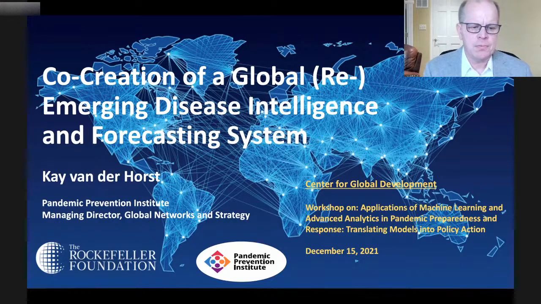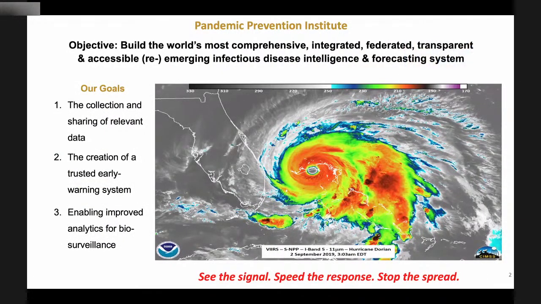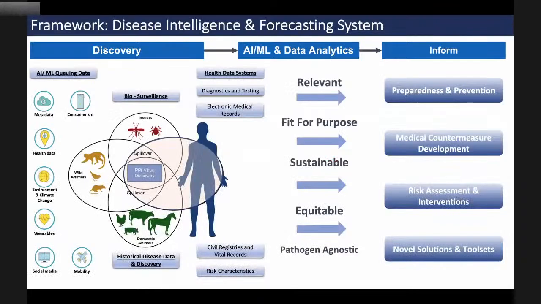So our objective is to build the world's most comprehensive, integrated, federated, transparent, accessible and equitable infectious disease intelligence forecasting system, with the goal of sharing and collecting data and creating a trusted early warning system and giving models and tools, making them accessible globally and relevant. Let me talk about this a little bit more in this somewhat complicated slide.